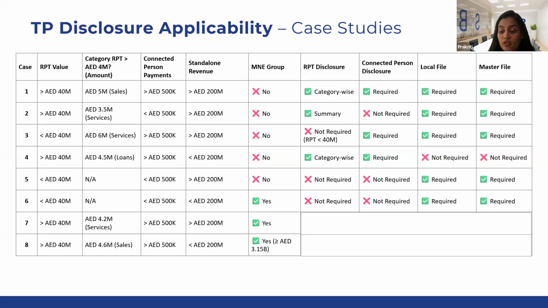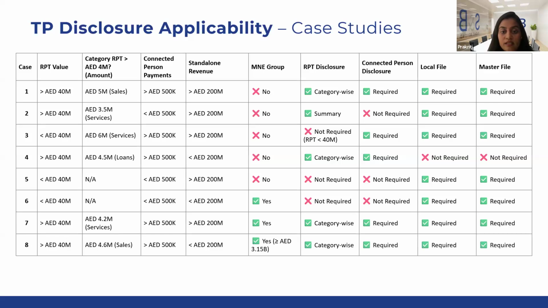All documentation needs to be prepared. What is required to be captured as part of the corporate tax return needs to be done. What is required to be kept as contemporaneous documentation, your benchmarking, comparability and analysis, needs to be done separately. In the next example, it is meeting all the conditions, and hence RPT disclosure, connected person, local file, master file, all are required. And similarly in the last case as well. All right.